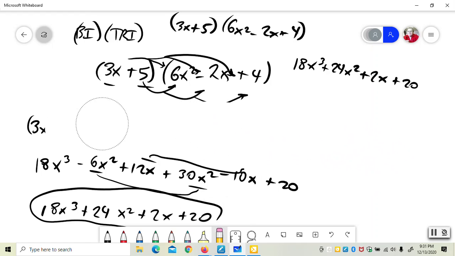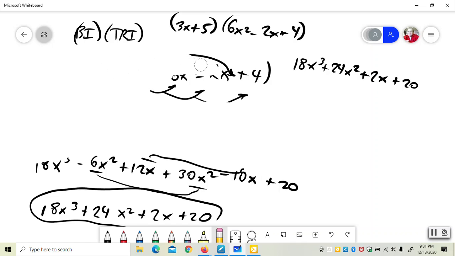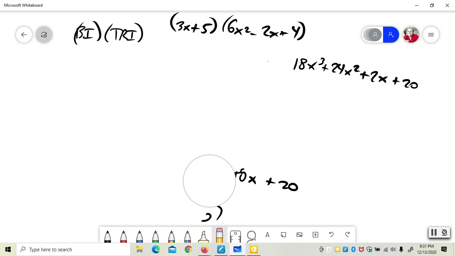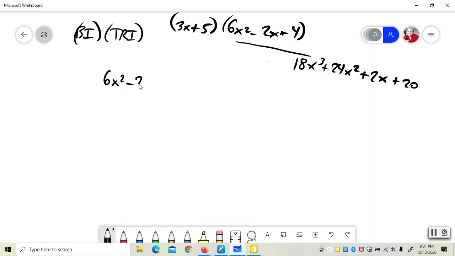Which I find to be far easier. Students don't always see it that way, but different strokes for different folks, right? But I would encourage you to be able to do it this way because it really would make life much easier for you. I do long multiplication. I'm going to take the trinomial and write 6x squared minus 2x plus 4. Then I'm going to take the binomial and write 3x plus 5.